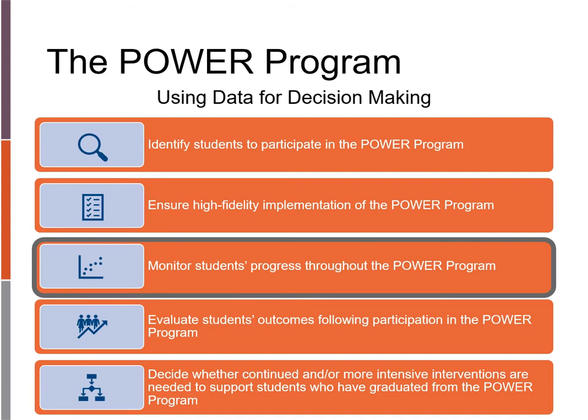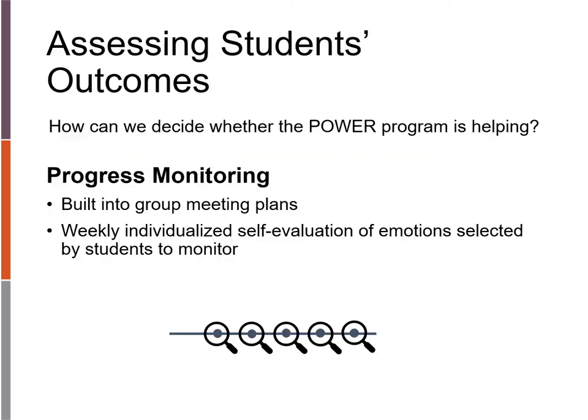Another use of data within the POWER program is monitoring students' progress. All mental and behavioral health intervention programs must be evaluated for their effectiveness. Progress monitoring is a type of formative assessment practice in which student outcomes are repeatedly measured during intervention and implementation. Progress monitoring is used to answer the question, how is the intervention going for this student, in order to make adjustments or tailor supports to better address the student's needs.